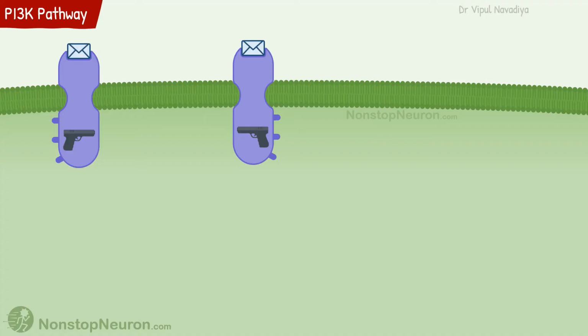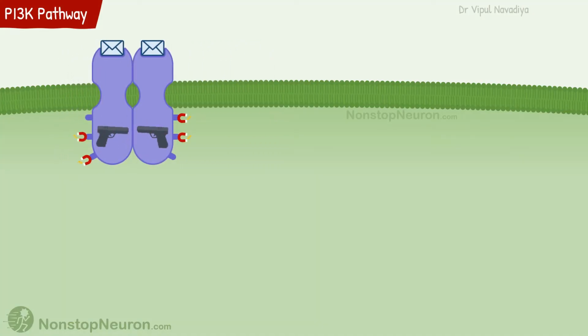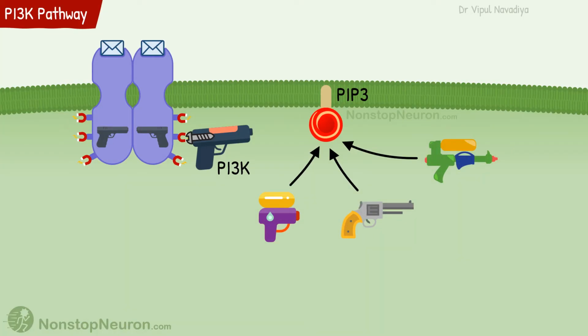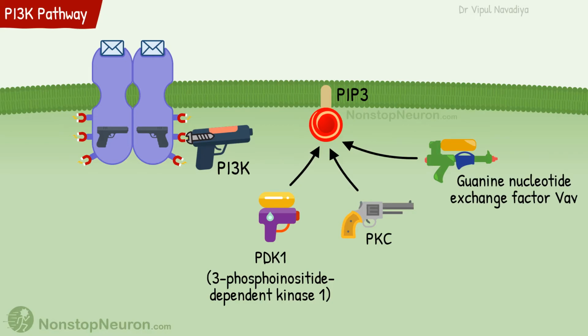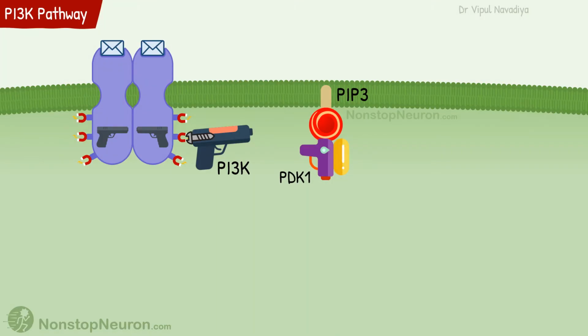Again, activation of the receptor causes the formation of phosphotyrosine motifs. This time they recruit PI3K, an SH2 domain containing enzyme. Its substrate is PIP2 in the membrane. PI3K phosphorylates PIP2 to produce PIP3. PIP3 serves as a binding site for many proteins like 3-phosphoinositide dependent kinase 1 or PDK1, PKC, and guanine nucleotide exchange factor. Let's move ahead with PDK1.